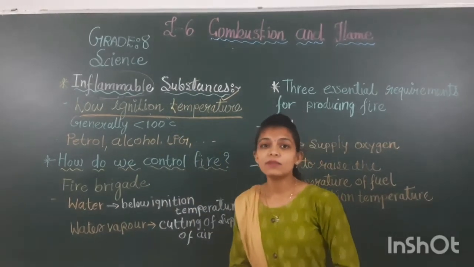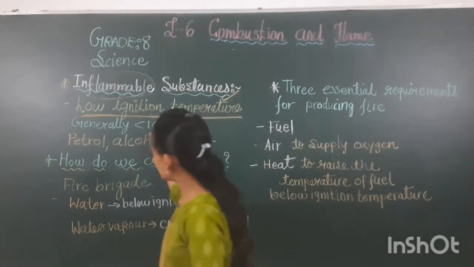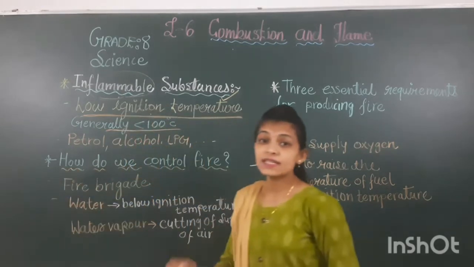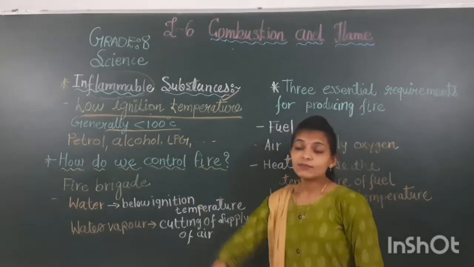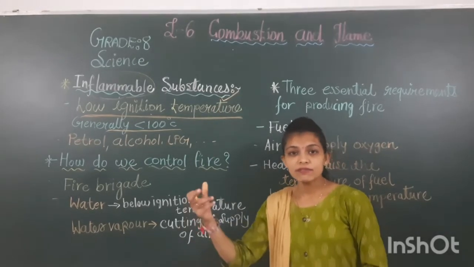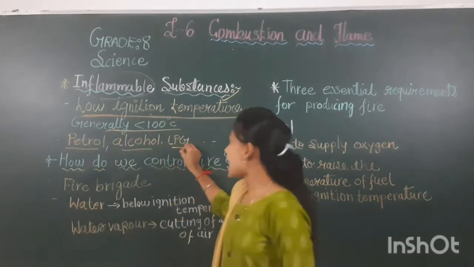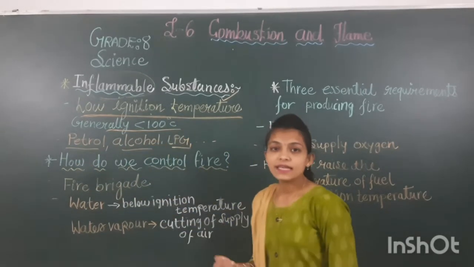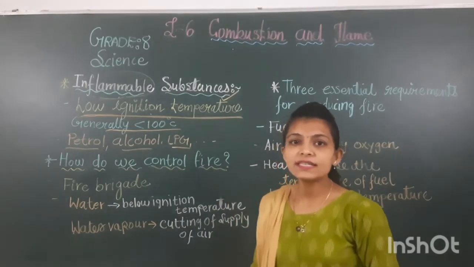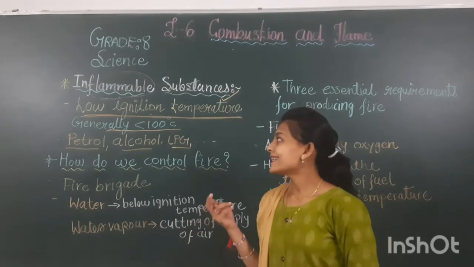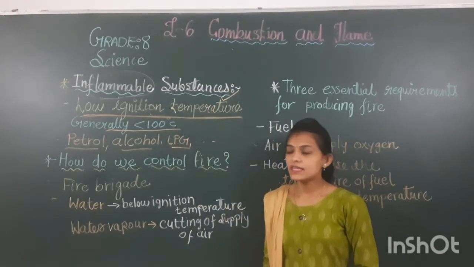You may have one question in mind: what is the lower temperature? Generally, the lower temperature is less than 100 degrees Celsius. So, can you give examples of inflammable substances from which a flame is created? Like petrol, alcohol, LPG, diesel, kerosene, synthetic fibers. When you burn these materials, they create a flame and catch fire very easily. So these are known as inflammable substances.